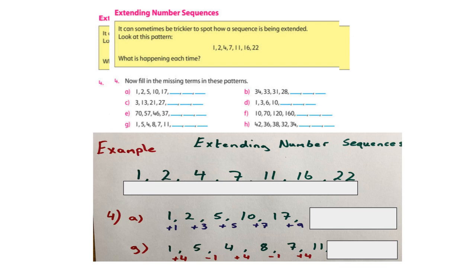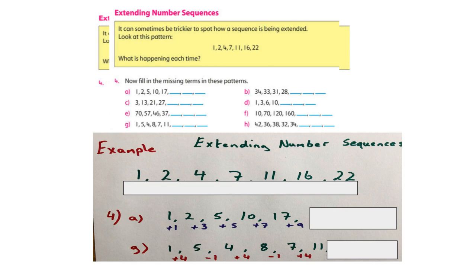We're going to have a look at extending number sequences today. It could sometimes be trickier to spot how sequences are extended. So look at this pattern here: 1, 2, 4, 7, 11, 16, and 22. This is a number sequence or a pattern, and we want to identify what operations are being used in this sequence or pattern to extend it.